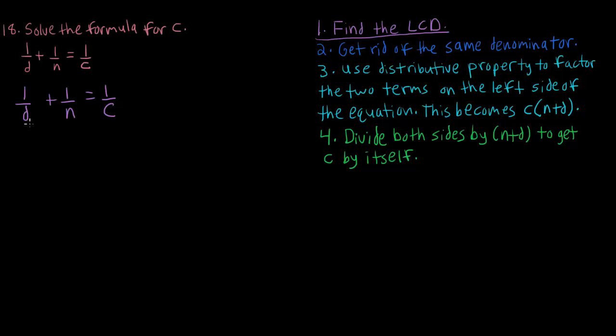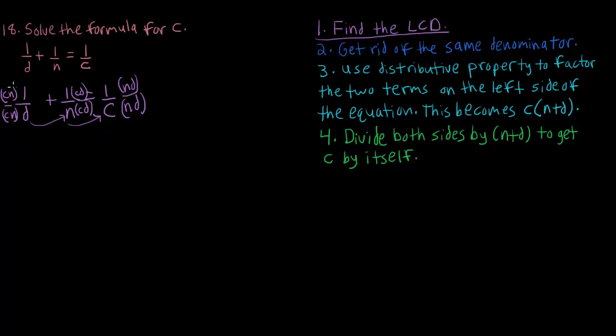Each term is unique, so each term would need one of the other. So D needs CN multiplied by the numerator as well. N needs C and D multiplied by the numerator and denominator. And then C would need N and D multiplied by the numerator and the denominator.